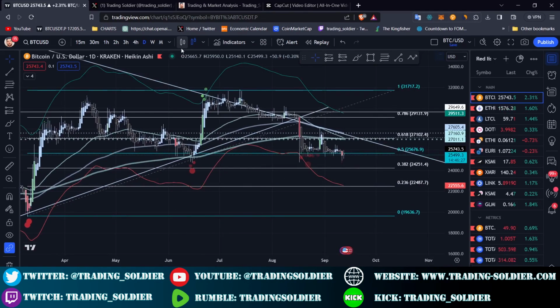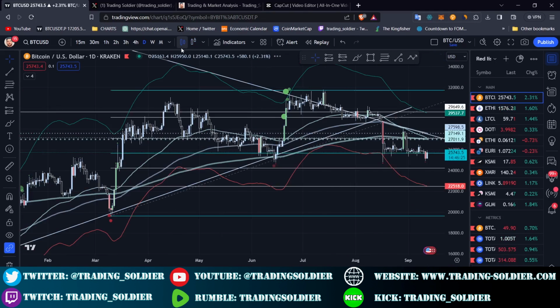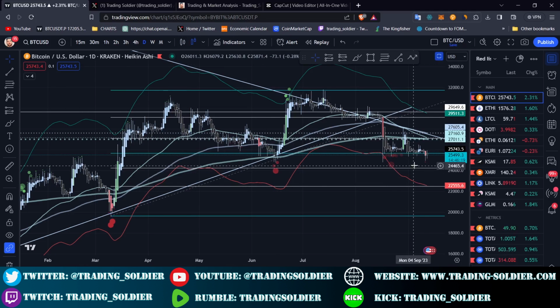As I said before, I always use normal candles, but for entering a trade, I change the chart to Heikin Ashi to have confirmation that we are in a trend, or we are in a trend change, or a possible trend change, okay?